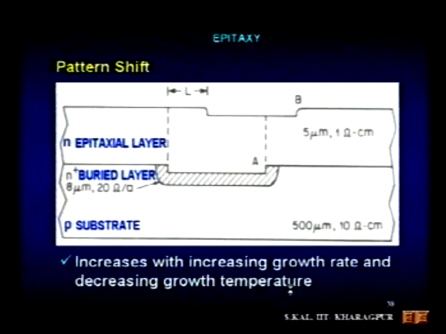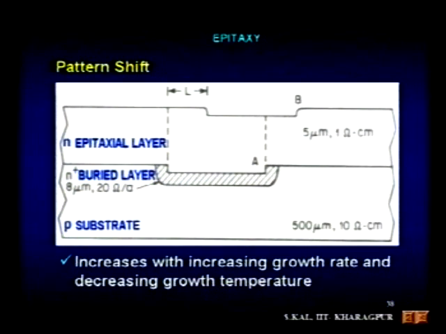So that means this pattern shift increases with growth rate. If growth rate is faster, then pattern shift is more, and it decreases with growth temperature. If you grow the silicon layer at a low temperature, then obviously the pattern shift is less.